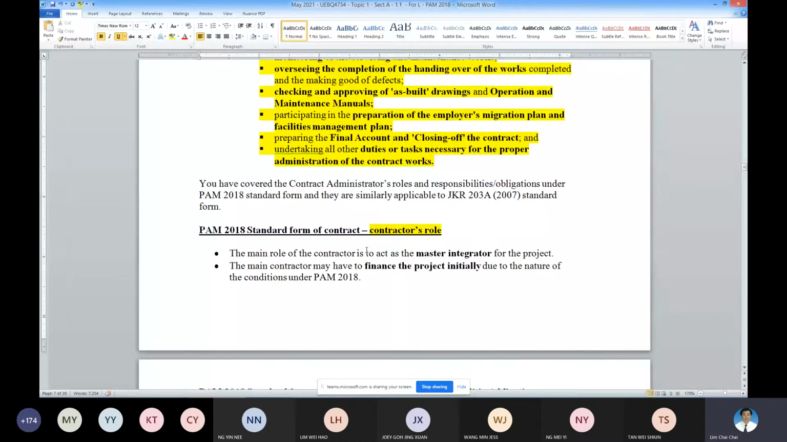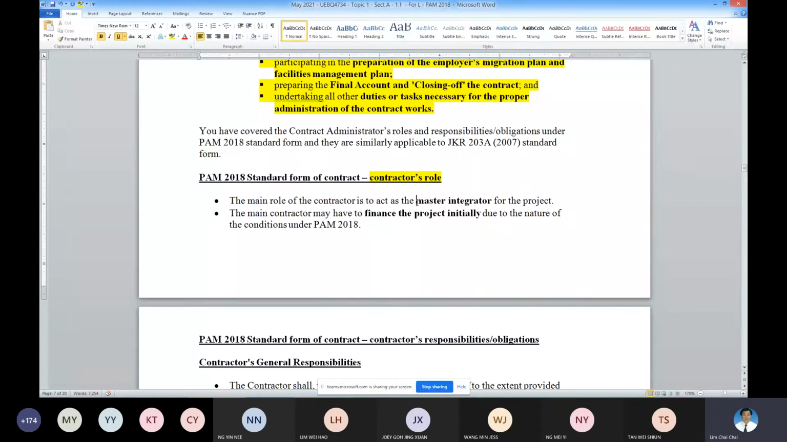So what is the main role of the contractor? Is the master integrator. I hope you understand the term master integrator, because you can see contractor is the parties to take up the project, to finish the project. Okay, the contractor will only usually be able to take part in certain part of the project. A lot of the items or activities need to be done by others. Okay, for example, electrical work, mechanical work, or sometimes the specialist work like tiling and so on.